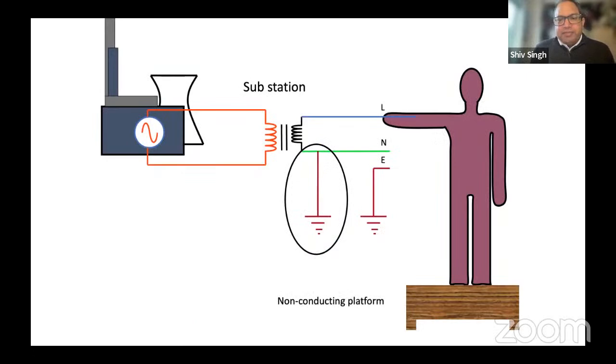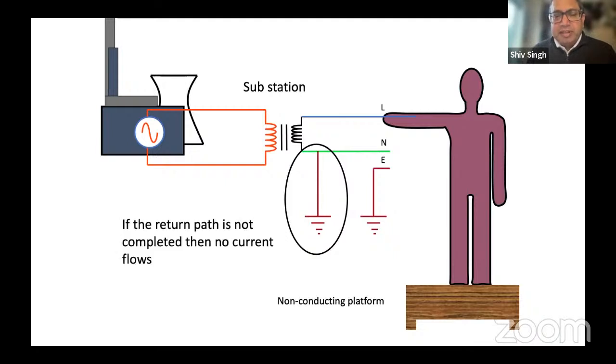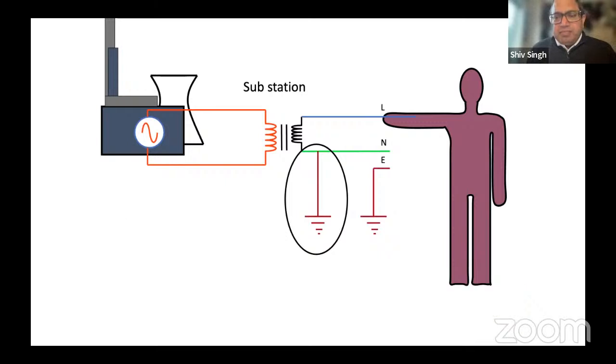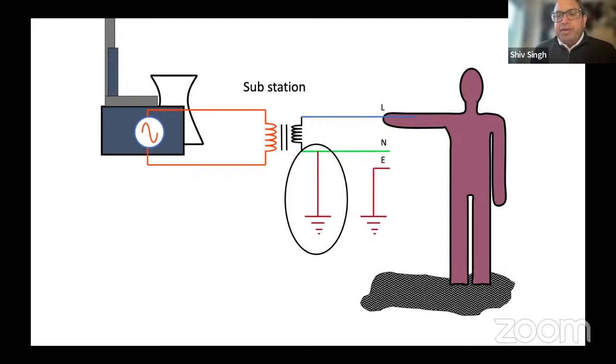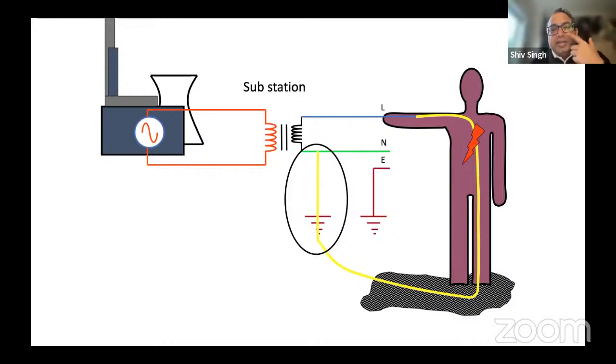And why is this important? It is important because at the substation, the earth and the neutral are connected. And the earth is a good source, it contains a lot of conducting material, and this return path is important. So if a person touches the live wire while standing on a non-conducting material, the current will not flow. But if you take away this non-conducting material, and say the patient is standing on a pool of water, the current can flow through the body to the earth, complete the circuit, and the patient will get a shock. Once the return path is completed, the patient gets a shock, and that's a dangerous thing.